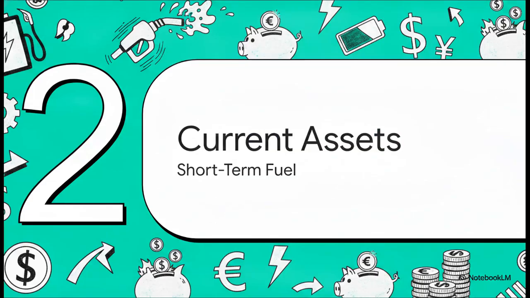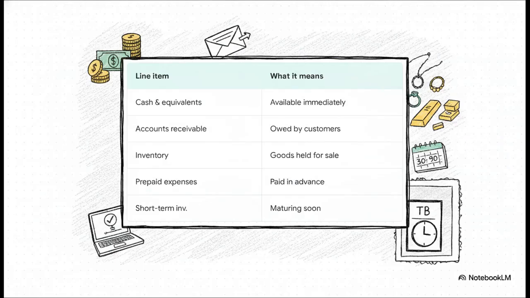Moving on to Section 2, current assets, short-term fuel. To really see how we build out our working capital, let's look at the heavy hitters of current assets. You can think of these as the short-term fuel of the business. You've got your cash and cash equivalents. That's money in the bank that you can withdraw immediately. Then you've got accounts receivable, which is just money your customers owe you for goods or services you've already delivered. Think of your standard 30 to 90-day invoices.